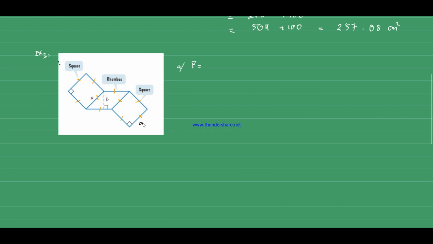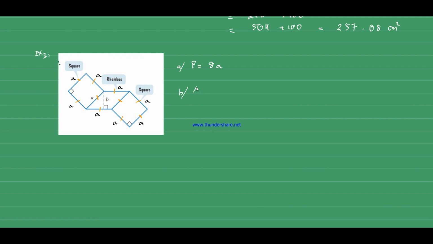Okay, so this will be A, A, A, A, A, A, A, A. So add all the A over here. So we have perimeter will be 1, 2, 3, 4, 5, 6, 7, 8. 8A. Okay, so that's the perimeter in terms of A.